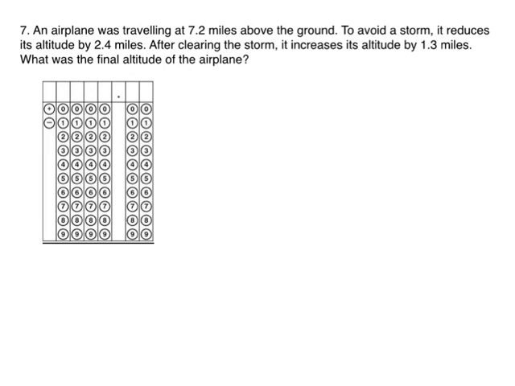Alright, an airplane was traveling 7.2 miles above the ground. To avoid a storm, it reduces its altitude by 2.4 miles. After clearing the storm, it increases its altitude 1.3 miles. What was the final altitude? So we're looking for the final altitude. And we have all of this information. 3 changes.